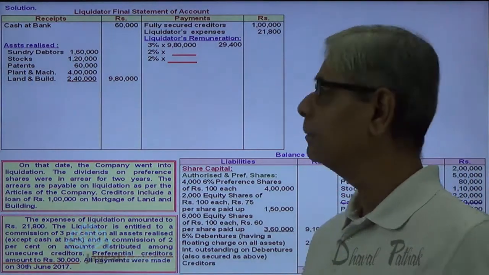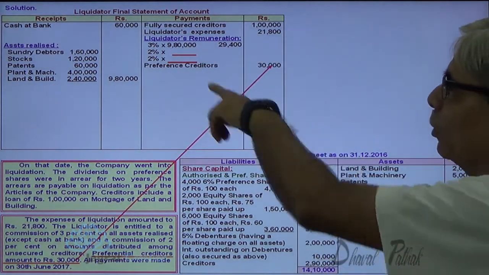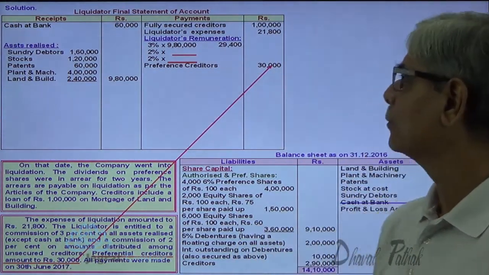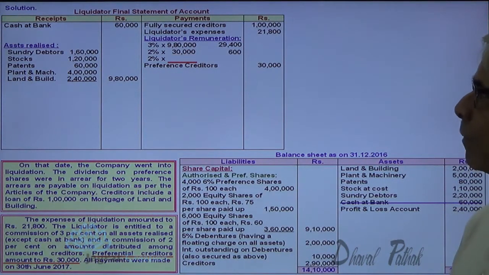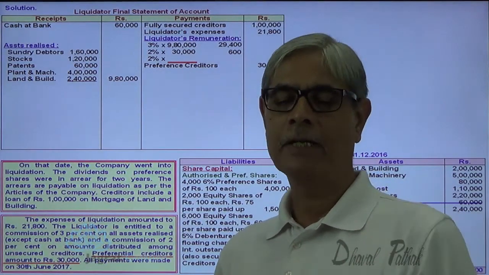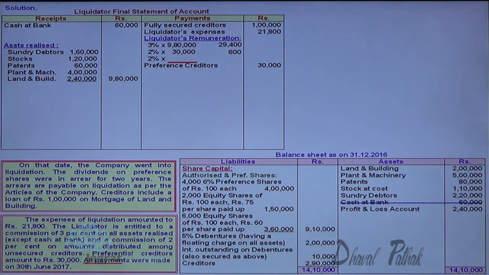They are 30,000. So when you make a payment of 30,000 to preferential creditors, you are required to pay remuneration at the rate of 2% thereon to the liquidator. So 30,000 into 2%. Now after making payment to preferential creditors, I am required to make payment to debenture holders holding floating charge over the asset. There are 2 lakhs.